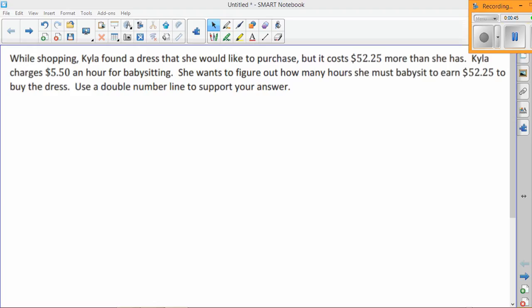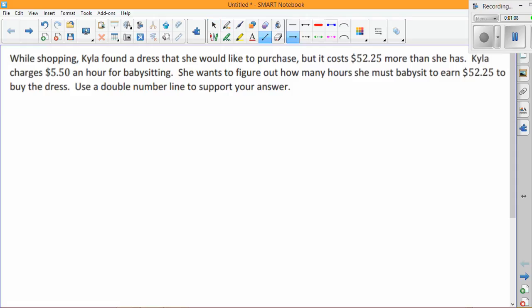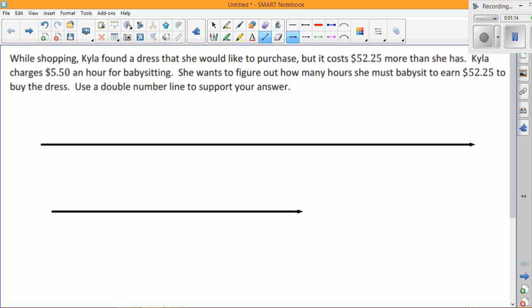I like to think of a double number line kind of like a ruler. On one side you have inches, and on the other side you have centimeters, but you can easily see how many centimeters is equal to how many inches. So if we have a number line, and I'm going to draw a nice straight line. Double number lines are called double because they have two. And just like a ruler, one side has different measurements than the other side.